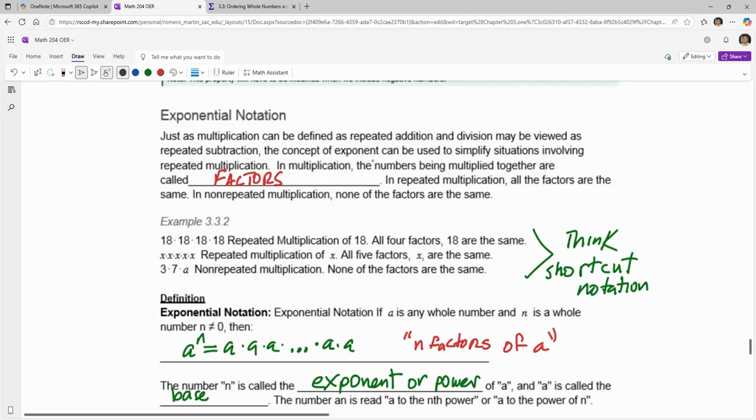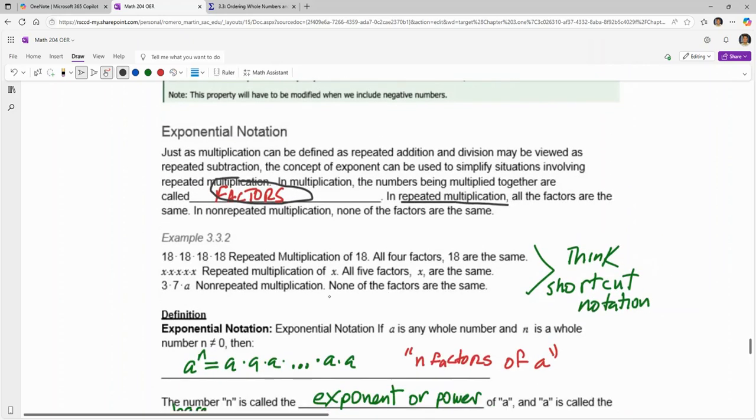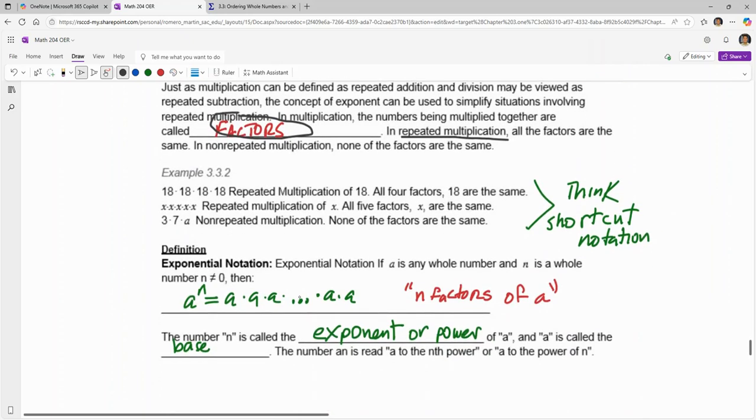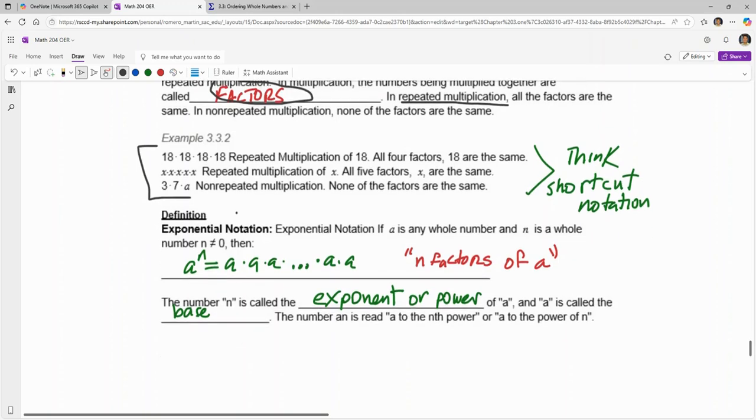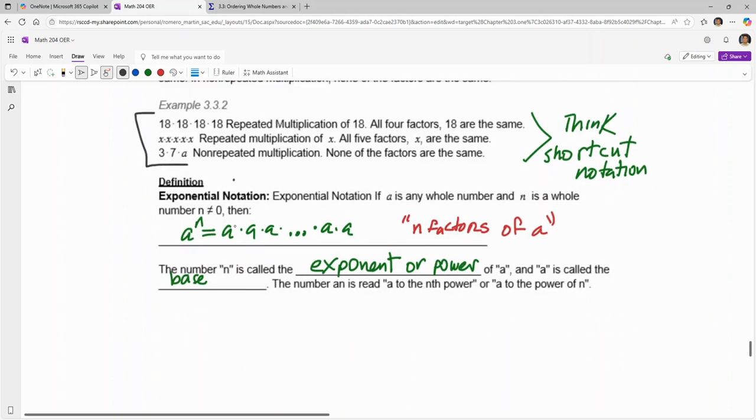And so when we do a multiplication, there's the idea of repeated multiplication. We're multiplying factors together, right? The numbers being multiplied together are called factors. And so in this second example here, 18 times 18, you see repeated multiplication. Now, I want to start to think about, is there a shortcut notation we can use to articulate it when it's repeated? And the answer is yes. That would be when we start to use exponential notation to do that.